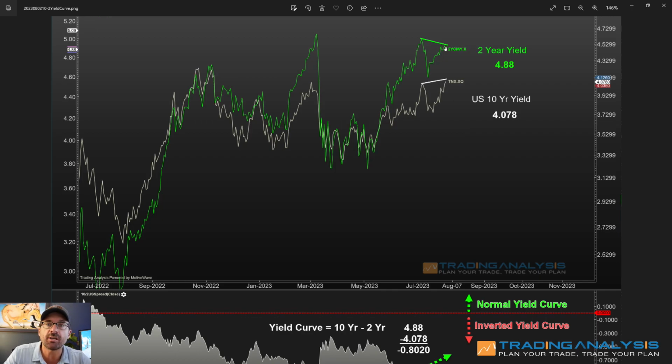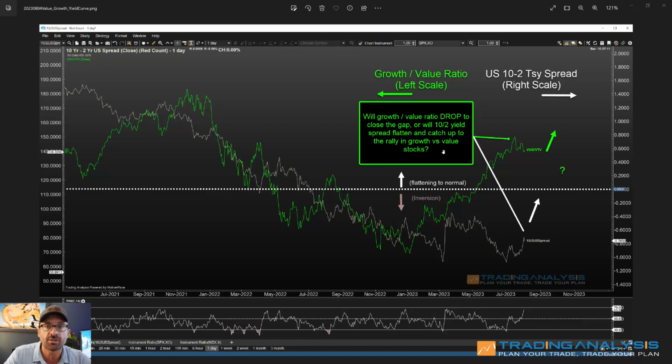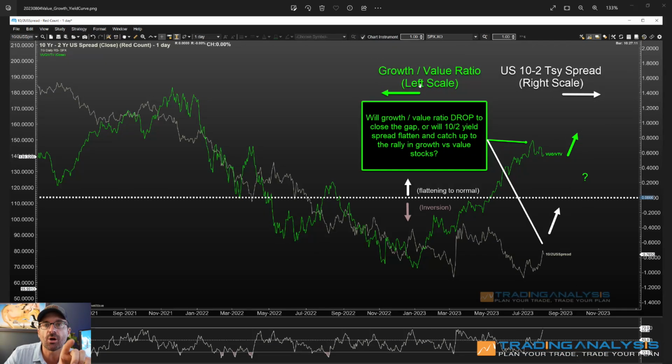And as I just mentioned, we're making lower highs here in the 2-year yield, so maybe that yield spread continues to tighten. Now, this one hurt my brain making, so I'm going to do my best to explain it. So don't feel bad if you get a little confused. What you're looking at here on the left scale in green is the ratio of Vanguard's flagship growth ETF divided by their value ETF. What that means is if this green line is moving down, growth is underperforming value, or value is outperforming growth.